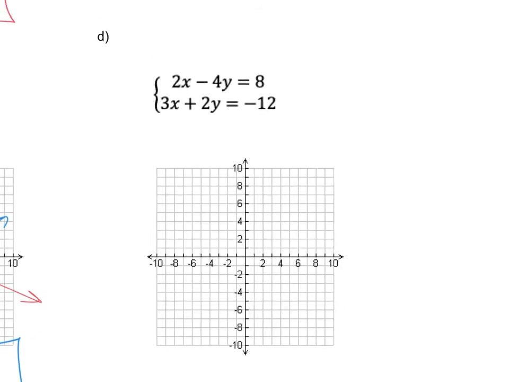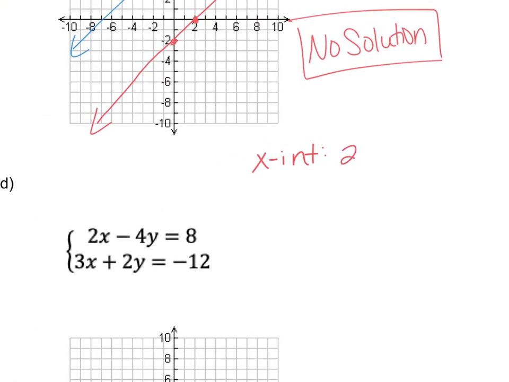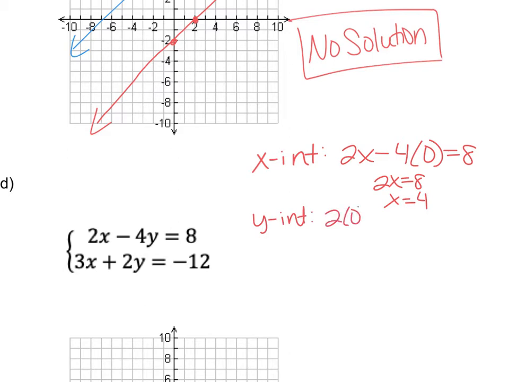Okay, the next one, this one's kind of a pain, but that's all right. This is probably as difficult as it gets because they're both in standard form. So I'm going to do the top one first. I'm going to find my intercepts. So the x-intercept would be 2x minus 4 times 0 equals 8. So 2x equals 8, therefore your x-intercept would be 8 divided by 2, which is 4. The y-intercept is when x equals 0. So you have negative 4y equals 8. So y is negative 2.